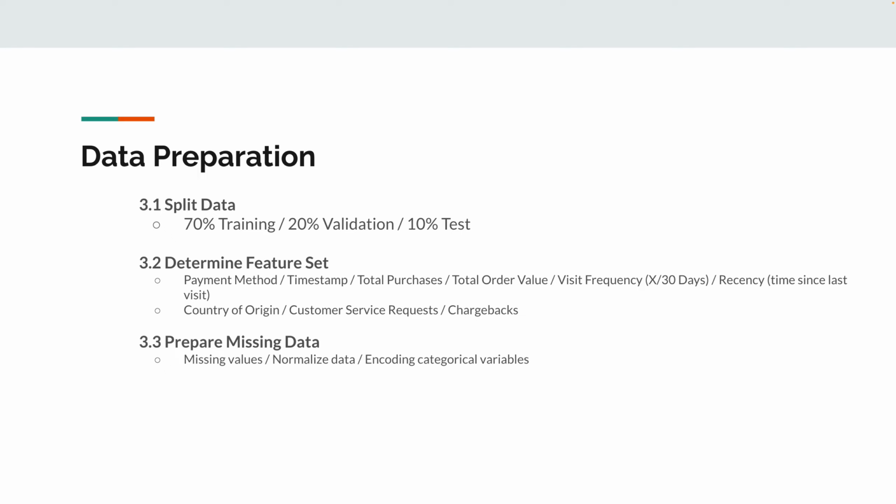So in terms of the split, I'd probably do a 70-20-10. 70% of the data is going to train the model itself. We'd use 20% of the leftover data to validate, and then of course we'd run the test on the 10%.